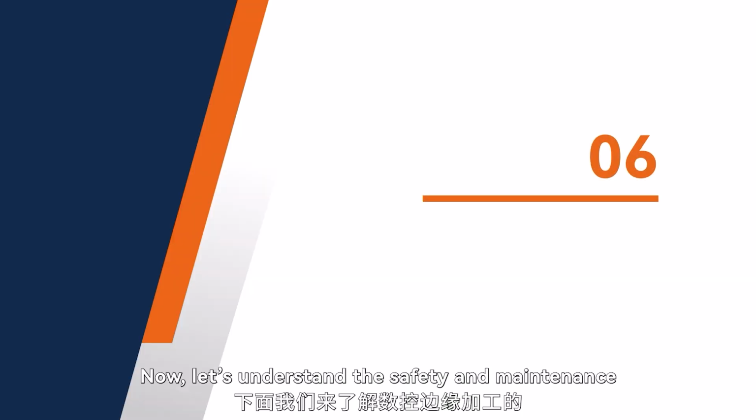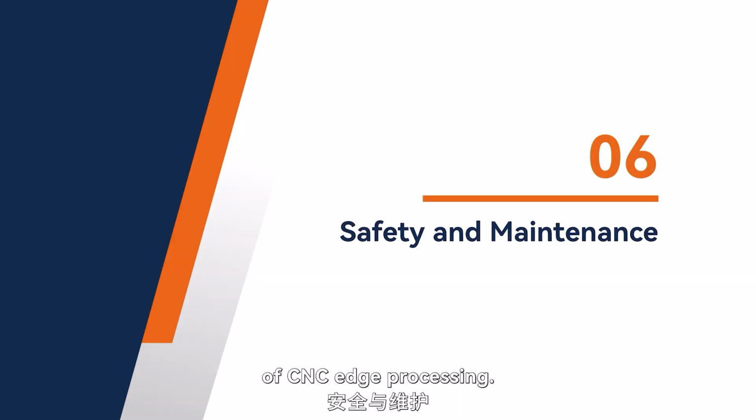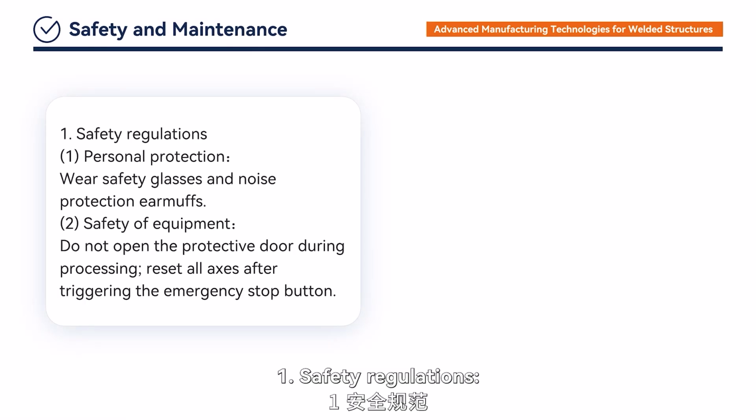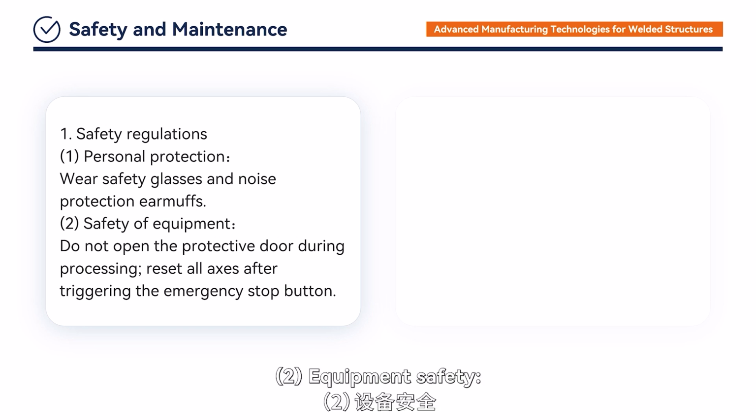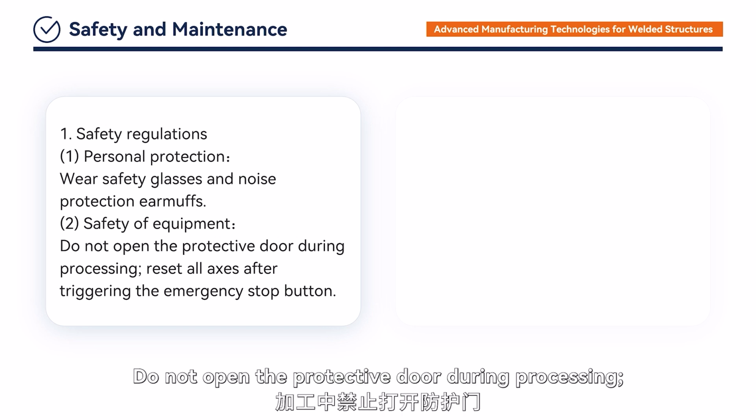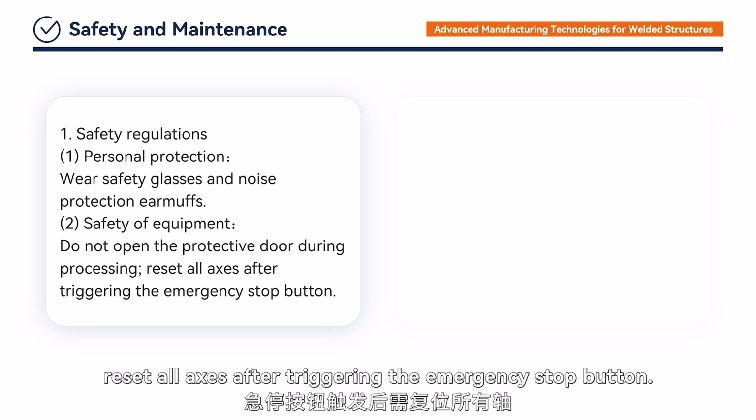Now let's understand the safety and maintenance of CNC edge processing. 1. Safety regulations. 1. Personal protection. Wear safety glasses and noise protection earmuffs. 2. Equipment safety. Do not open the protective door during processing. Reset all axes after triggering the emergency stop button.